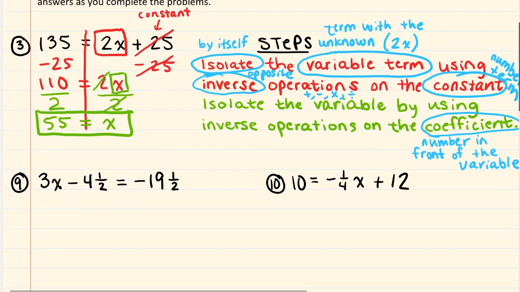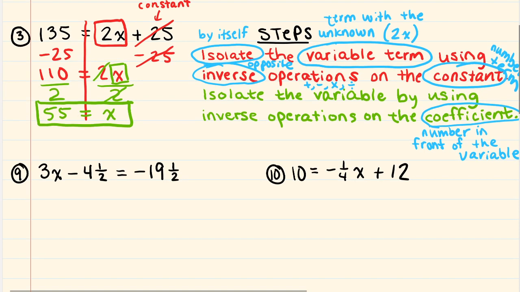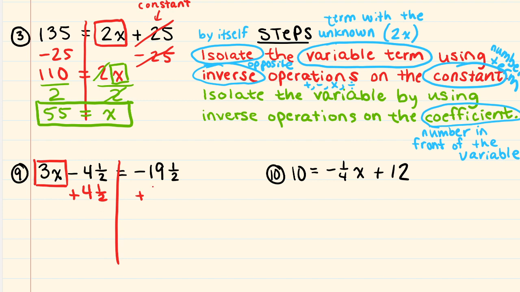Scroll down a bit. Okay, we'll start in red again. Isolate the variable term. Here's my term with my unknown. Using inverse operations on the constant. So this is subtraction. We get rid of subtraction with addition. Add 4.5. So I'm trying to get rid of that minus 4.5.